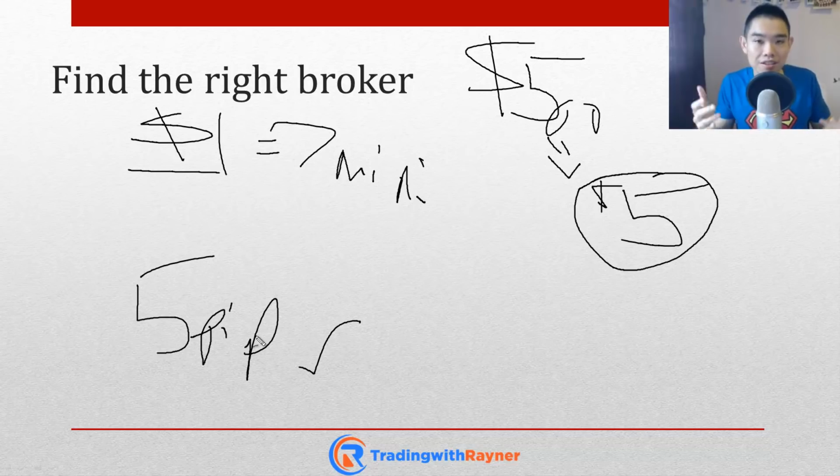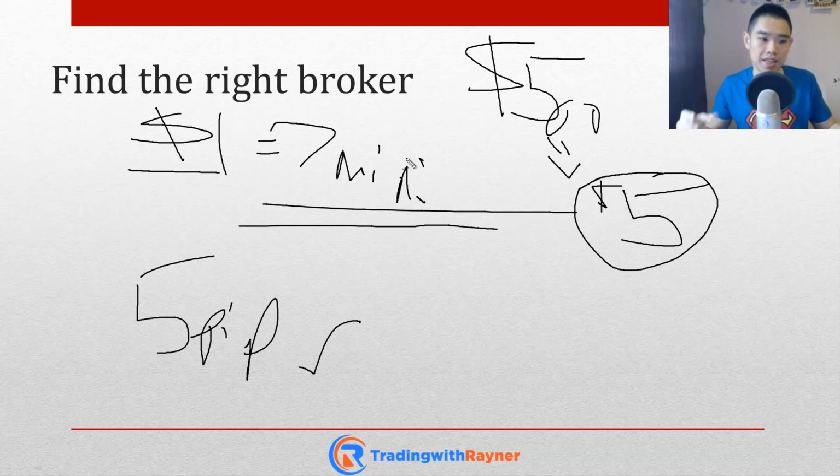Can you see that? 5 measly pips. And probably you're going to get stopped out of the trade, because your stop loss is way too tight. And that is the problem with trading with brokers that offer a minimum of one mini lot: your stop loss is too tight and your trade doesn't have room to breathe.